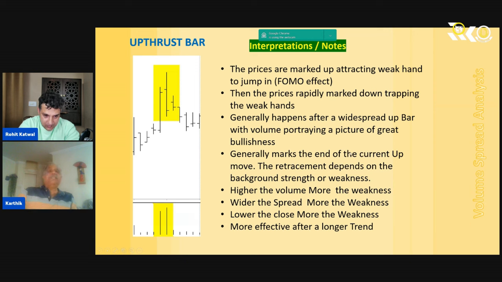It need not be the end of the total uptrend, but at least you will see a lot of weakness coming after the upthrust bar. The higher the volume, the more the weakness. The wider the spread, the more the weakness. The lower the close, the more the weakness. So just by looking at the bar, you can say how effective the upthrust bar is. It is more effective after a longer trend.